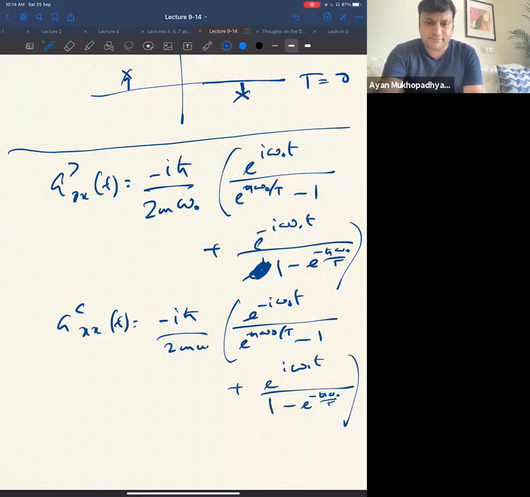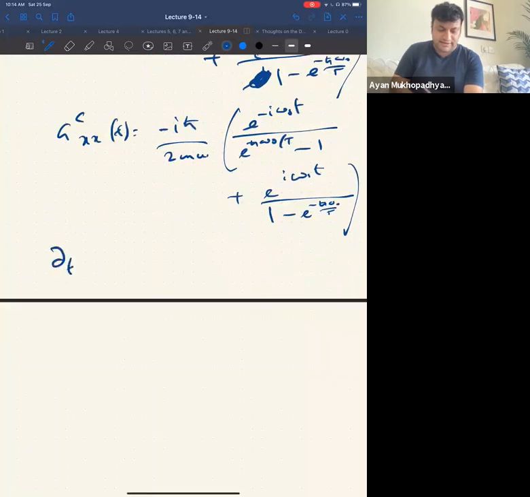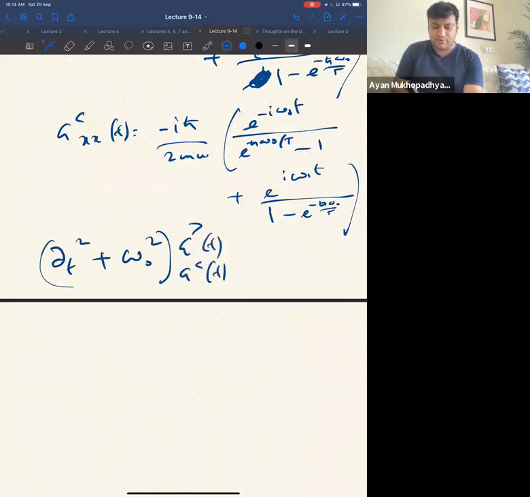So that's what we see, right? And one of the things you can easily check is that both G greater and G less satisfy this equation. Both should vanish, okay? But they are not the same objects, right?